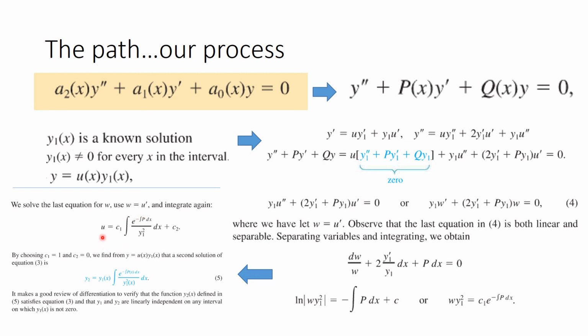But now we're going to use the fact that w was u prime. So what we're going to do is integrate yet again. So we integrate this, and we add a constant of integration. Now this is true for any of these constants, so we can choose c1 to be 1 and c2 to be 0, and realize that this is a second solution to the differential equation. And it makes a good review of differentiation to verify that this function in fact satisfies the equation, and that y1 and y2 are linearly independent on any interval on which y1 is not 0. I would encourage students to do this.